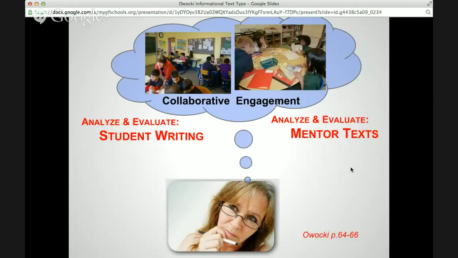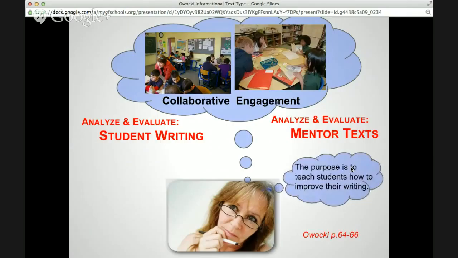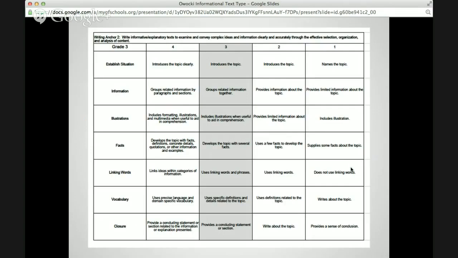So that first part of collaborative engagement is about analyzing and evaluating writing, be it student writing or mentor texts. And we do this dance between looking at student writing and mentor text because we know that students will work to match the model as they analyze and evaluate their writing in relation to the model of professional authors. This is all about teaching students to improve their own writing and the writing of their peers. So the first step of collaborative engagement is analyzing and evaluating writing samples.